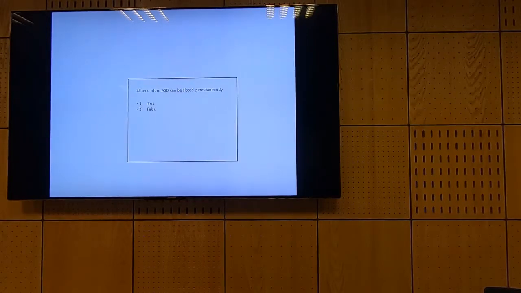Any volunteer? Okay, go. False. Yes, we have just said that there are some defects, although it's a secundum, that are too big for the devices. Special devices can be ordered, but sometimes there is no way to have it. Sometimes the rims are not enough to support the devices, so this is the correct answer. Yes, secundum could be closed percutaneously, but not all cases. Okay, I'm done. Any questions?